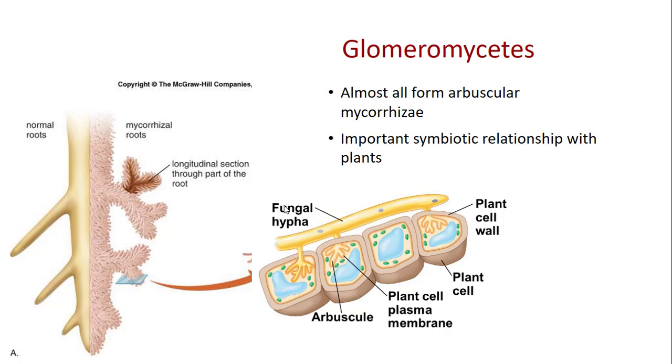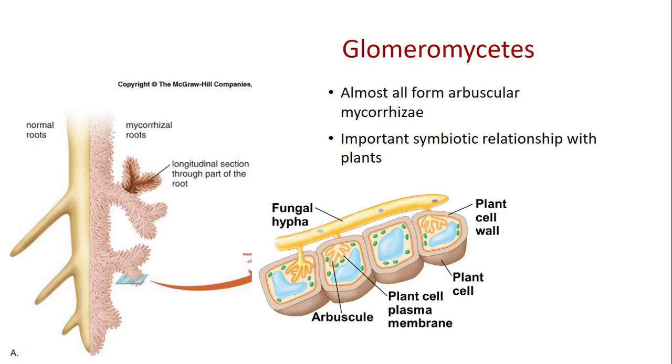Mycorrhizae is an extremely important symbiotic relationship between fungi and vascular plants. We talked about this when we talked about the evolution of terrestrial organisms. Remember that the first truly terrestrial organisms were plants in association with fungi, and that association was via mycorrhizae.